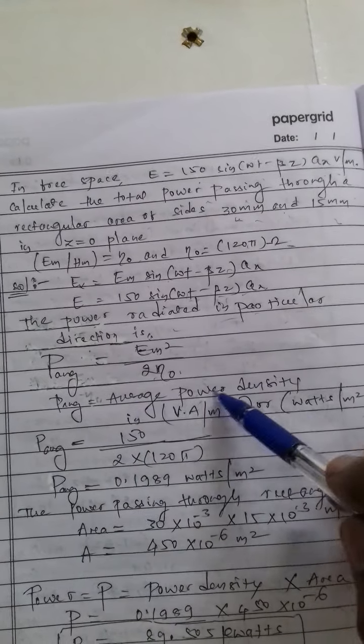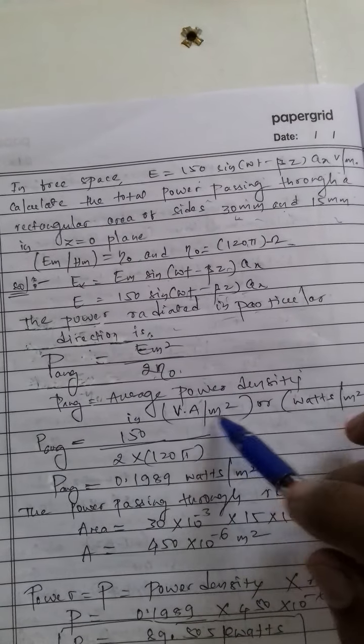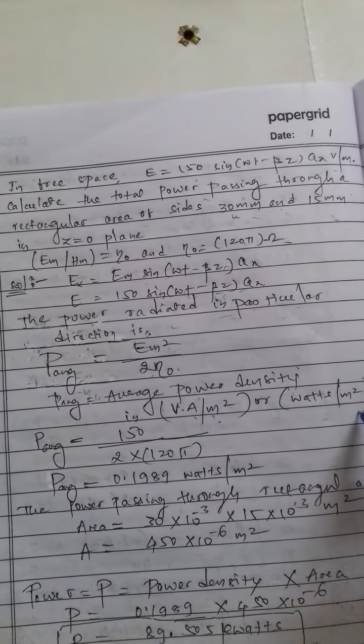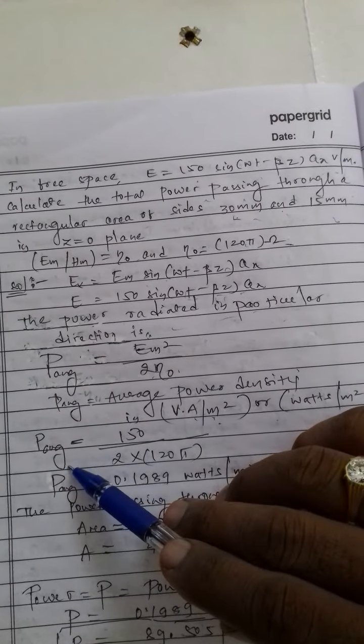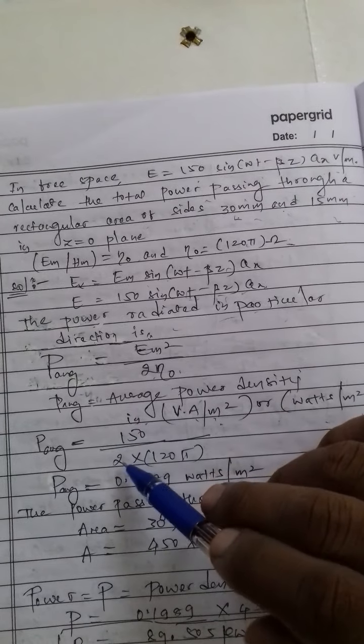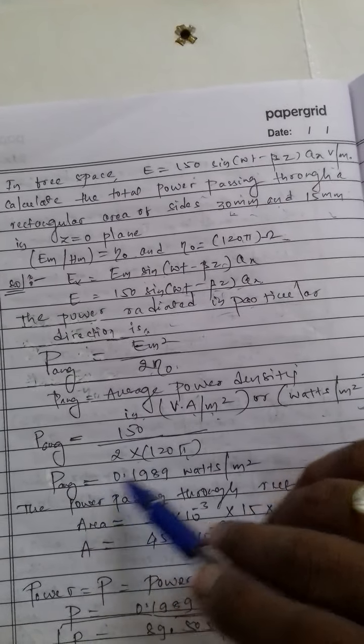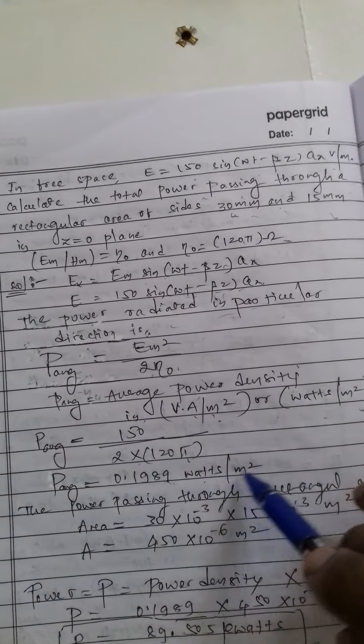P average is equal to the average power density in volt ampere per meter square or watts per meter square. Average power density is 150 square upon 2 into 120 pi, which is equal to 0.1989 watts per meter square.